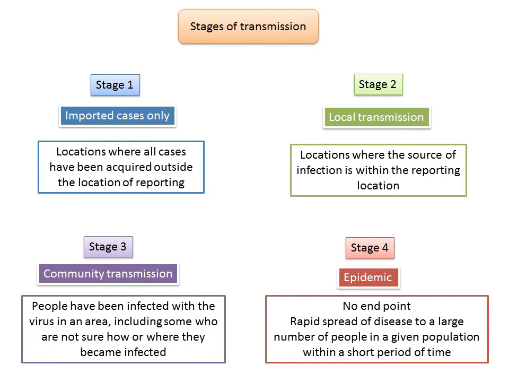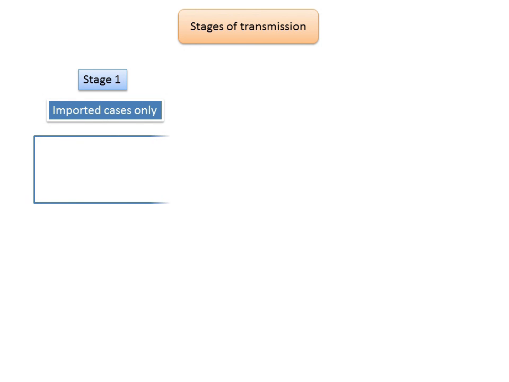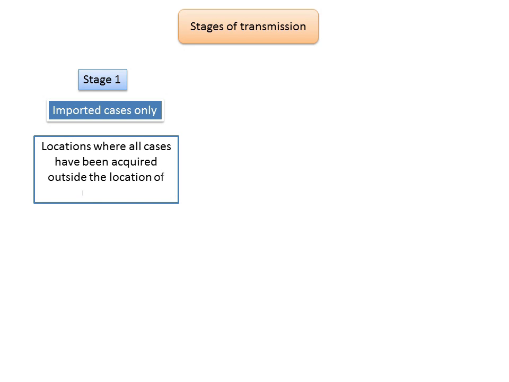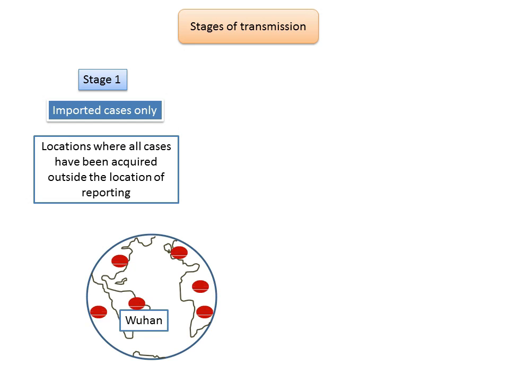The transmission of virus is responsible for the pandemic outbreak of COVID-19. So how does this transmission occur? According to the World Health Organization (WHO), there are 4 stages of COVID-19 transmission. The first stage is where there is occurrence of only imported cases. That is, it is seen in locations where all cases have been acquired outside the location of reporting. These are those who have traveled to virus-hit foreign countries and have come back to their home country.